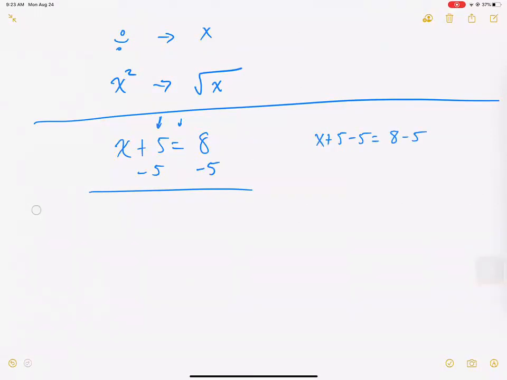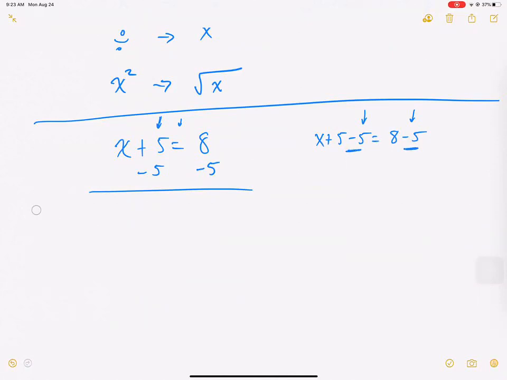Writing it this way seems like it's going to be more work. I would have to rewrite the whole problem so that I could write that negative 5 there. And this is officially the way it is working. I balanced the equation because I subtracted 5 from one side and the other.